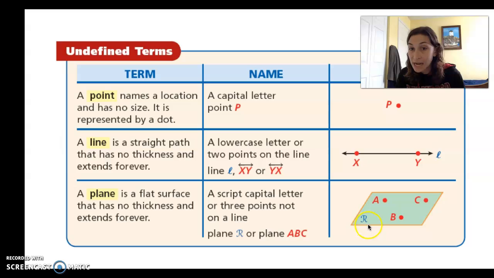Or I can see here there's an italicized letter. That is the name of the whole plane. So I could call it plane R, which is the name of the whole plane, or I can name it by 3 points, which is plane A, B, and C.